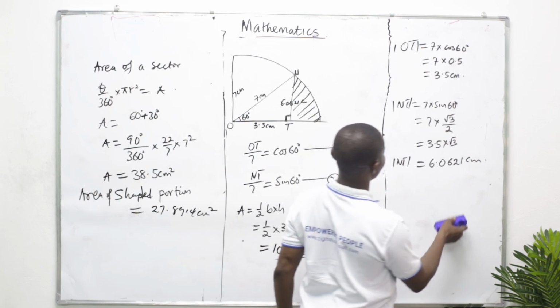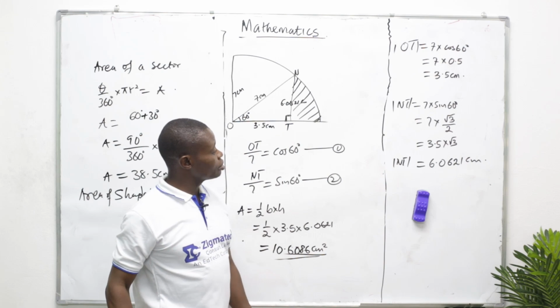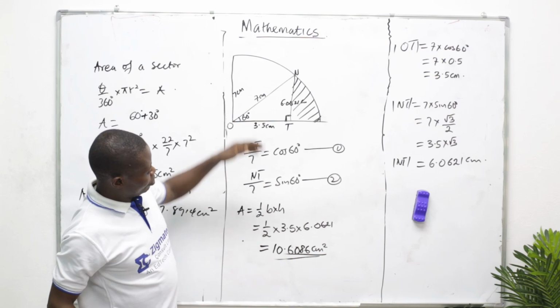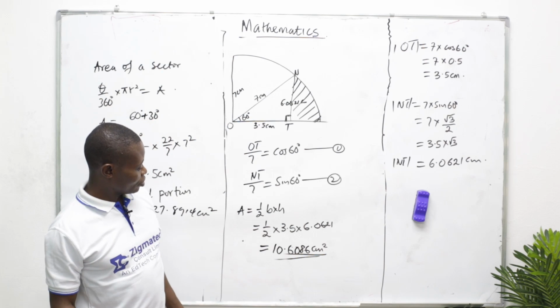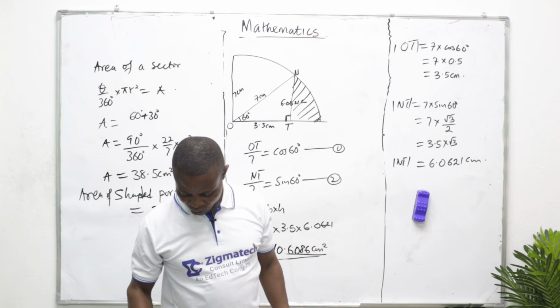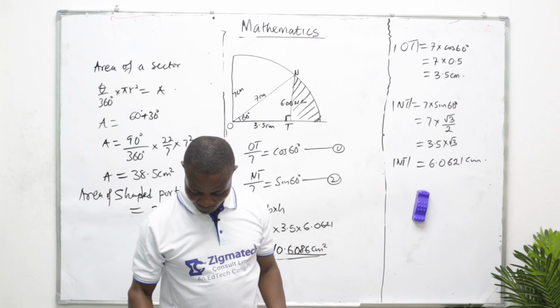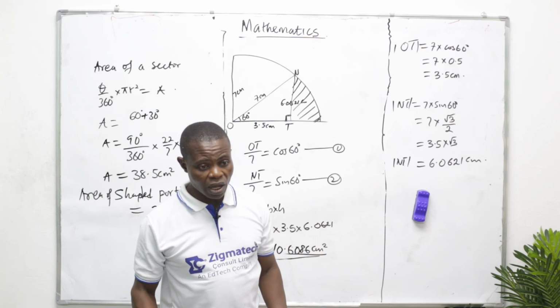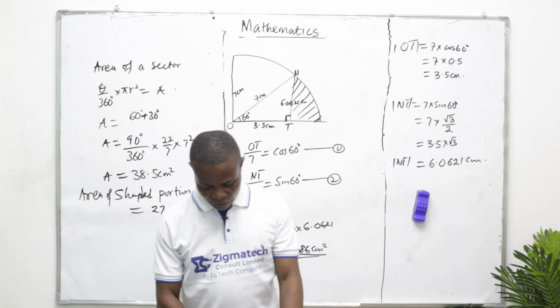Okay, just go through the question, the solution, picture it. Okay, that is that for area of shaded portion. Now we're going over to question number 13B.